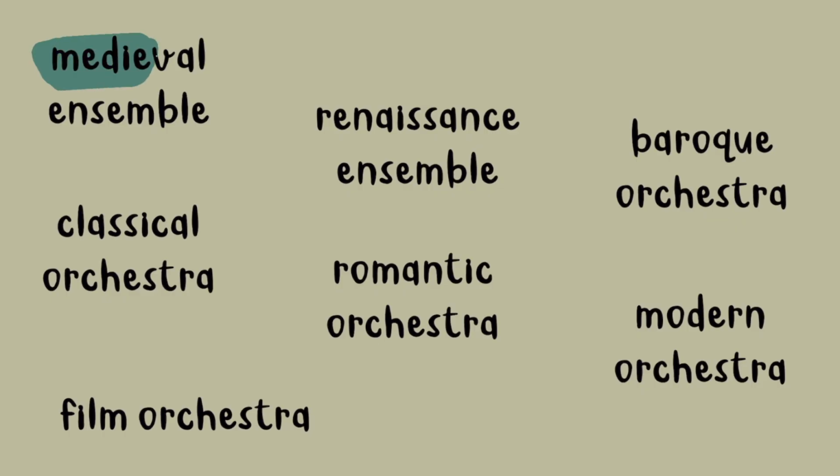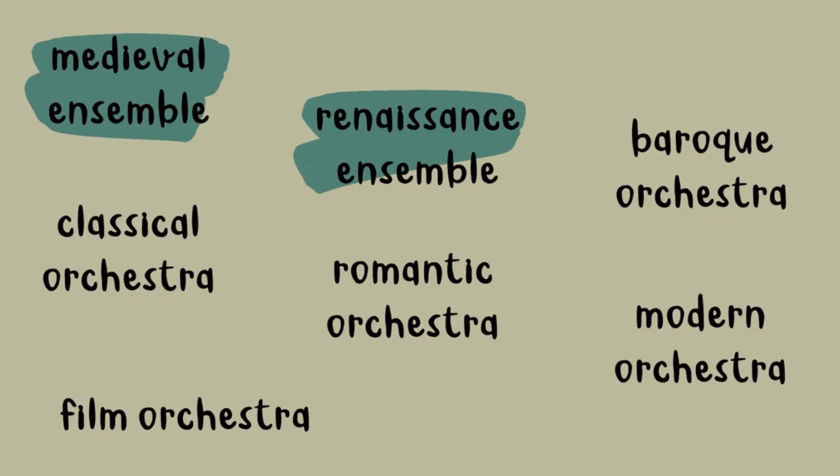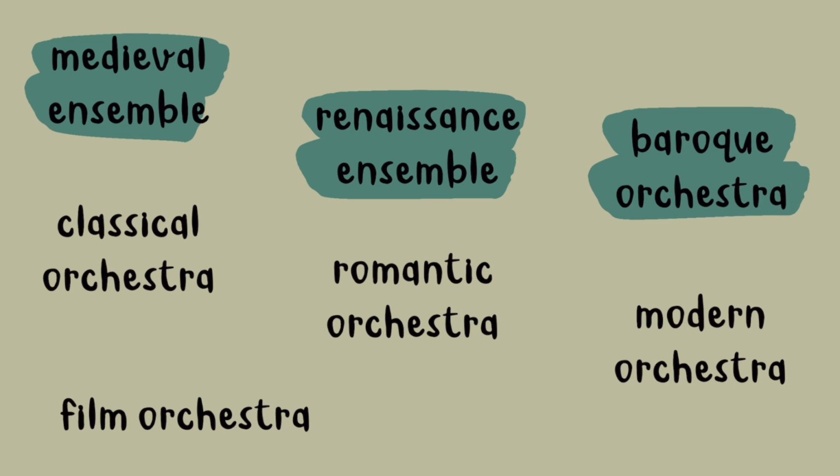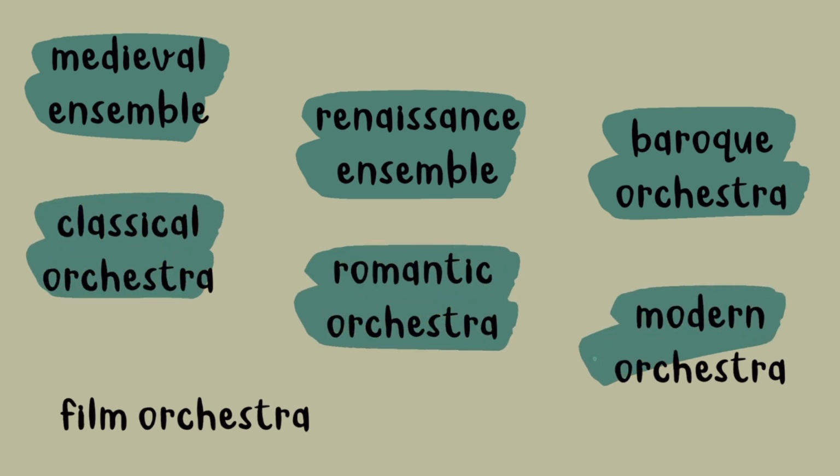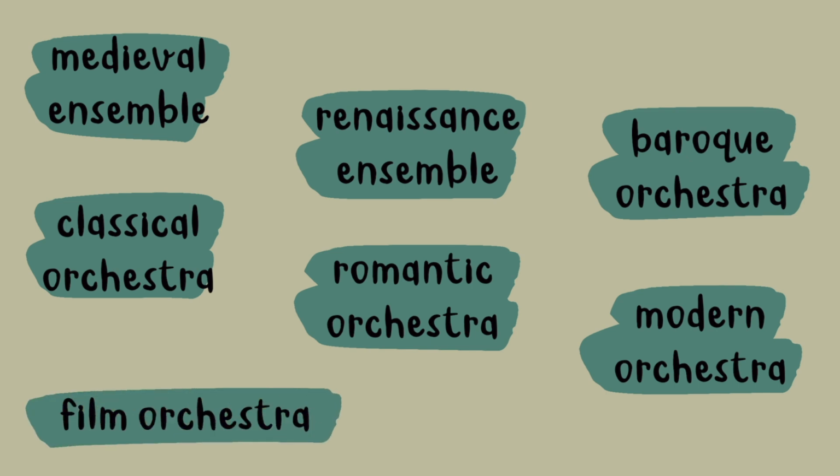Some of the Western art music traditions would include a medieval ensemble, Renaissance ensemble, a Baroque orchestra, a classical orchestra, a romantic orchestra, a modern orchestra, a film orchestra. Now, each of those have very different qualities. If you are keen to unpack all of those, just Google it, have a look at it for yourself.